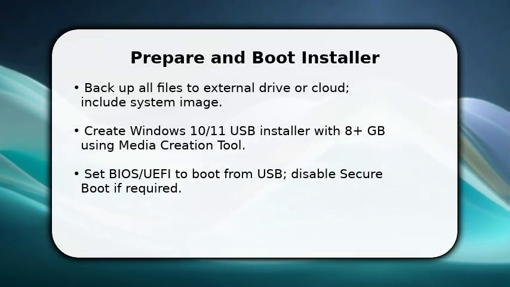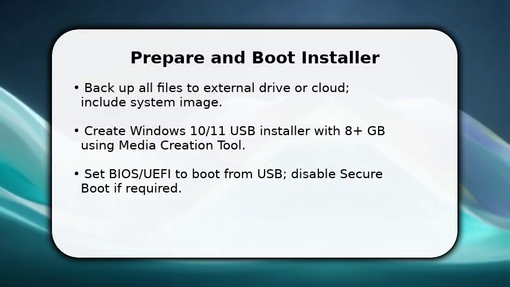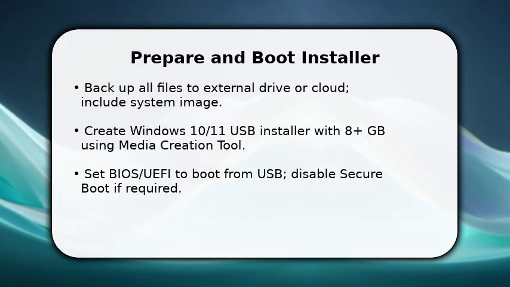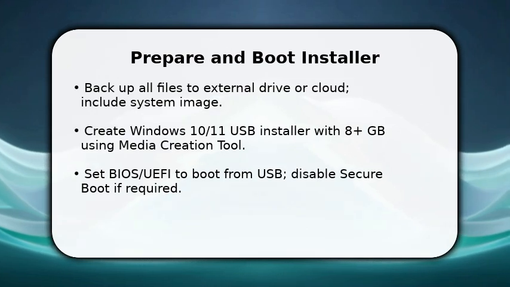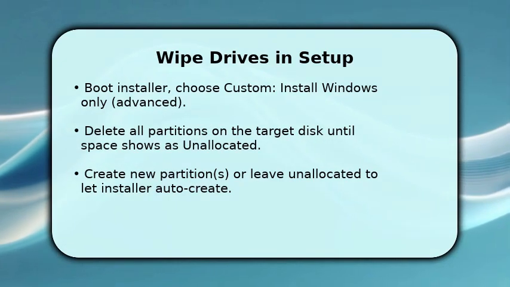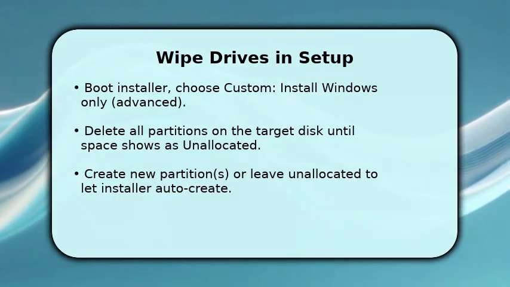Set the USB as first boot device, and if the motherboard forces it, temporarily disable Secure Boot. You must be ready to proceed immediately into the installer. Do not boot back into Windows. You select Custom, install Windows only, Advanced when the installer loads. This is where you control drives.